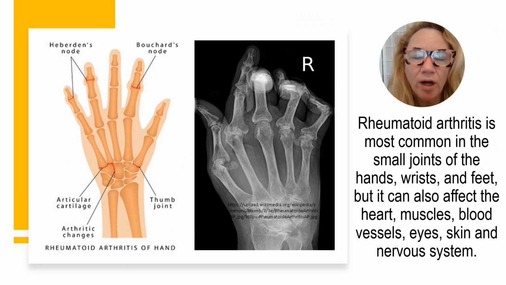Now, osteoarthritis is more of a wear and tear arthritis where it increases in age as we wear away our joints, and this mostly happens in our weight-bearing joints. However, rheumatoid arthritis is usually found in the smaller joints of the body. That's why you see such a high prevalence rate in the hands, fingers and feet. But rheumatoid arthritis can also affect not just smaller joints, but the heart, muscles, blood vessels, eyes, skin, and nervous system.